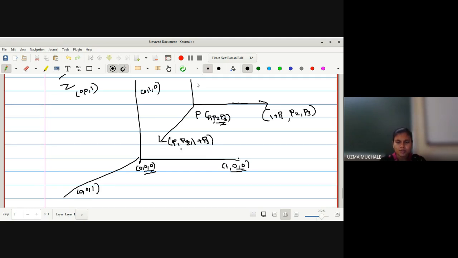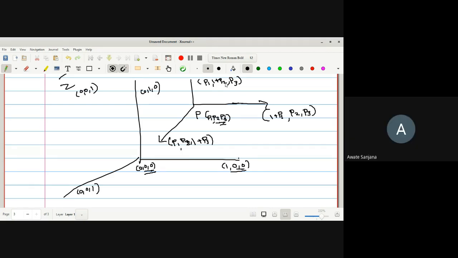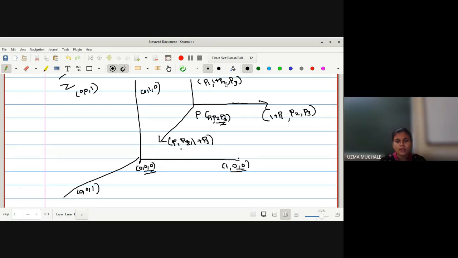Here also, in the y direction, P1 and P3 are fixed. And what is the change? There is already 1 here, so 1 plus P2. Okay. Are you getting me? How to shift the origin? Yes, ma'am. Okay. If you have a doubt about this, you can ask.